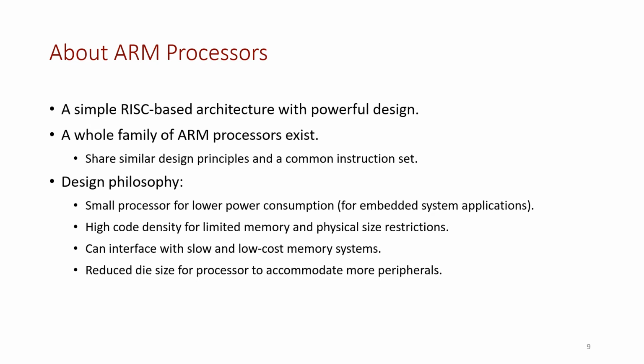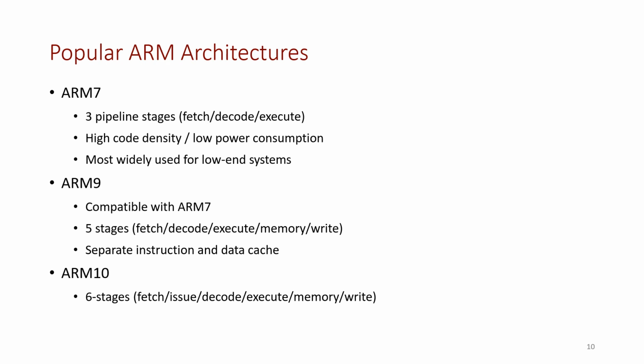Now we can move on to the next slide. These are the popular ARM architectures: ARM 7, ARM 9, and ARM 10. You can see the pipeline stages for ARM 7. Why we need a pipeline: within a single clock, fetch, decode, and execute instructions can be completed. ARM 7 has that capability, and also it has low power consumption and high code density, and is most widely used for low-end systems.